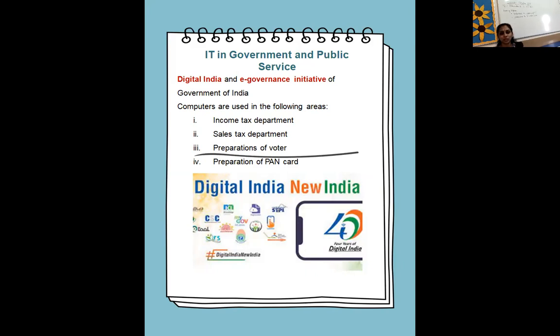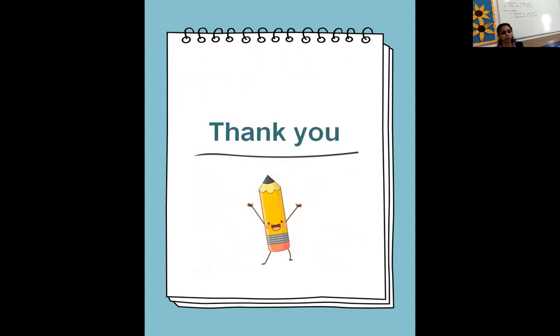Might be the income tax department. You have seen your parents pay income tax, e-income tax, in the sense they pay it online. Earlier days, they used to stand in the queue and pay. But nowadays, it's done electronically with the help of computers. Sales tax department, preparation of voter card ID or voter list, preparation of PAN card. All this uses IT. Even the payments, not to forget, we also do online.